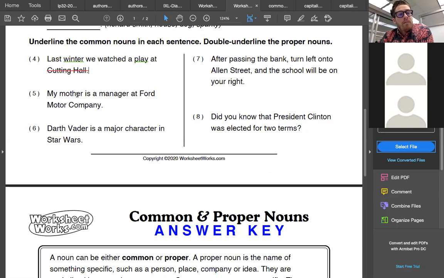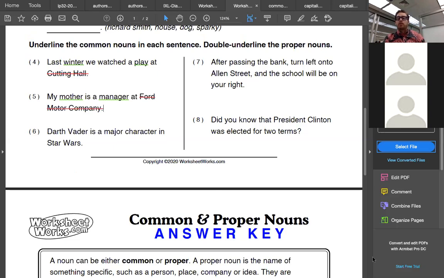My mother is a manager at Ford Motor Company. Mother, is that common or proper? Common. Manager, common or proper? It's not capped, so it's common. And then Ford Motor Company is what? It's already capitalized. Capped, so it's proper or common? Proper. Very good.